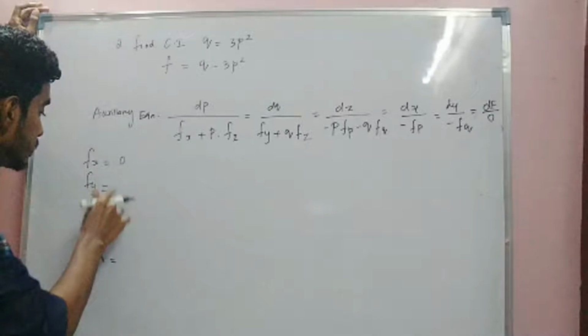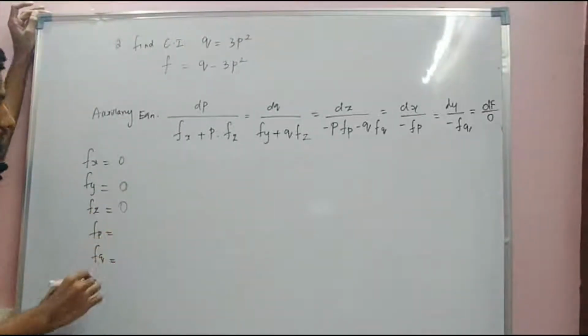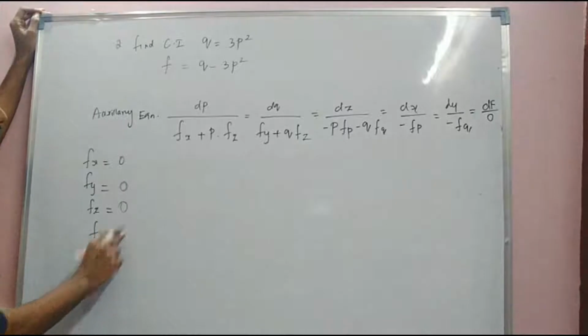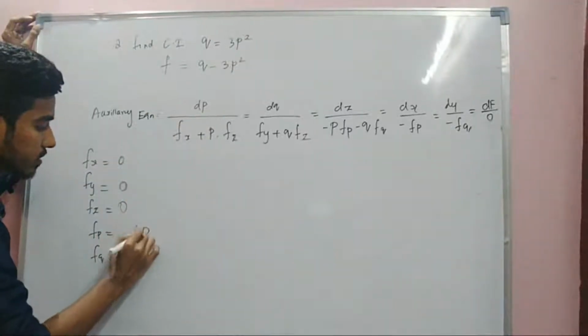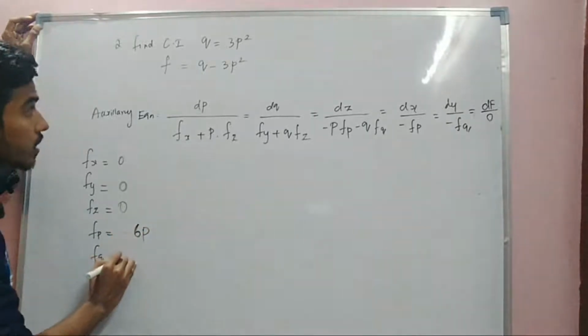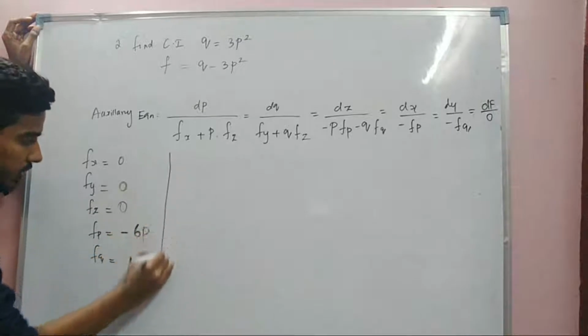So fx will be 0, fy will also be 0, and fz is also equal to 0. And fp: differentiating this with respect to p, we will have minus 6p, right? And fq will be 1. So again, substituting these terms here.